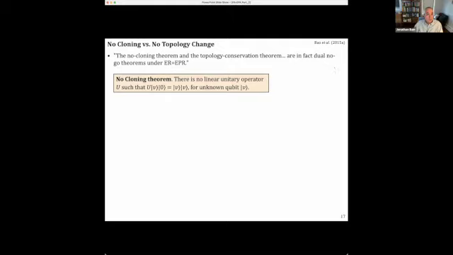So the no cloning theorem is the following statement. There is no linear unitary operator U that acts on two qubits, say, in this particular way, right? The second qubit is in the zero state. The first qubit is some unknown qubit. And the action of U just duplicates the unknown qubit in the second qubit. So that's the no cloning theorem.